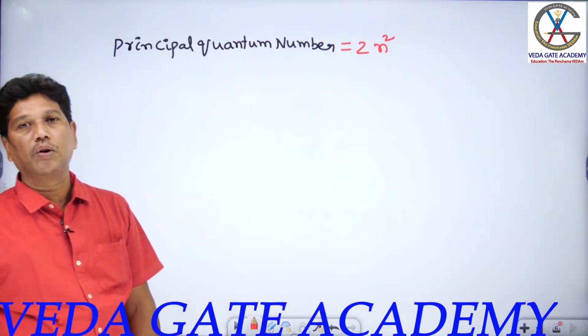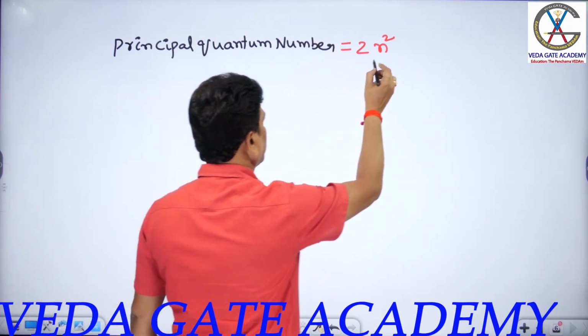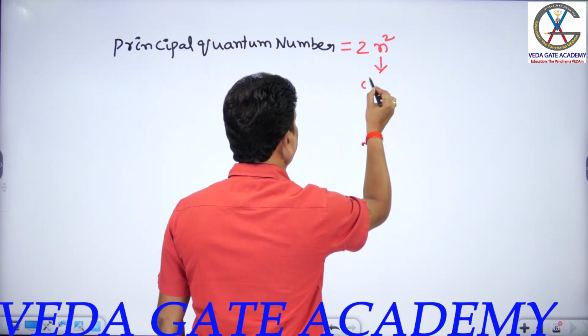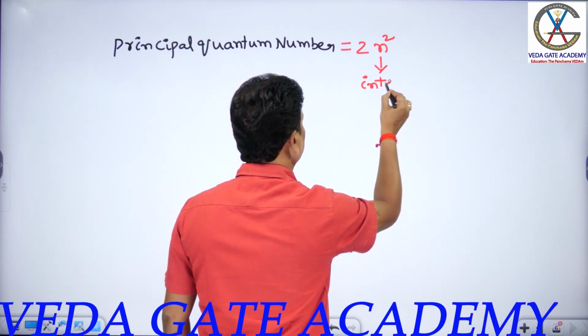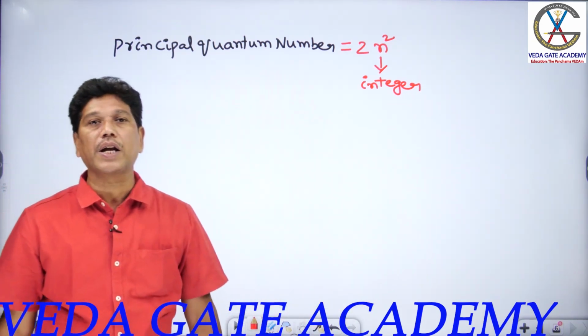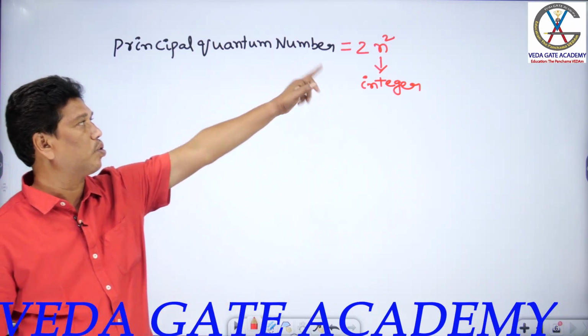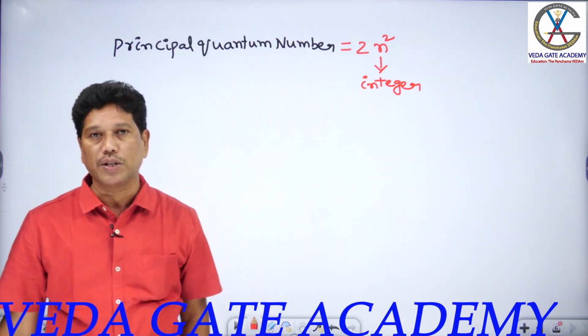The principal quantum number is indicated by 2n square. That is a small n there, not capital N. What does this small n indicate? An integer. So the principal quantum number indicates how many electrons are considered in each cell, known as 2n square, where n stands for an integer.